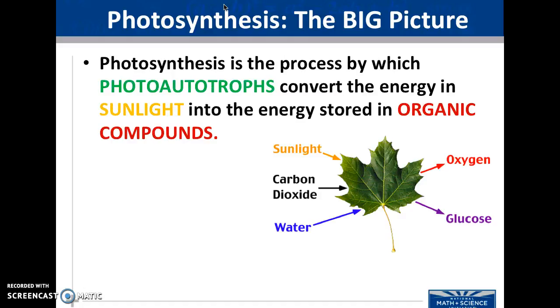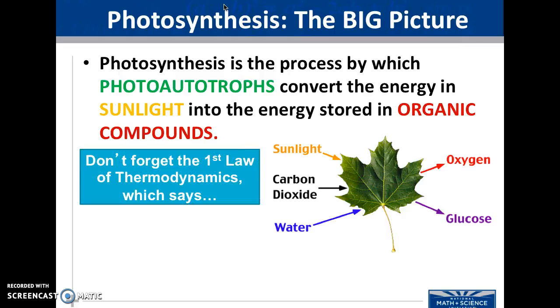So big picture, photosynthesis is the process by which photoautotrophs, so things that feed themselves, which are autotrophs, and specifically photo, which has to do with photosynthesis, these type of organisms convert the energy in sunlight into the energy stored in organic compounds. So it takes thermal and light energy and it converts it into chemical energy, which is going to be into sugar compounds.